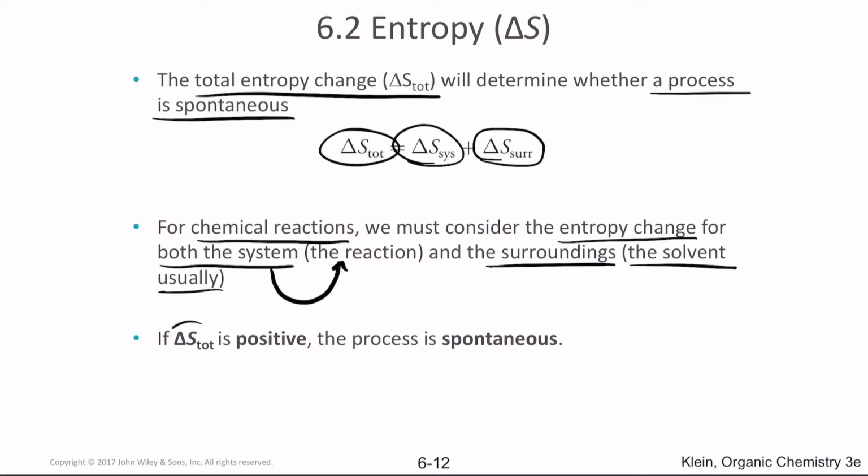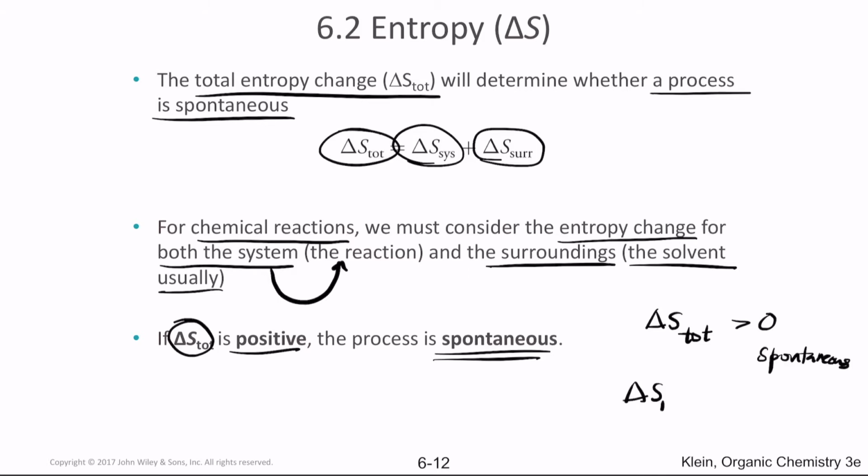Now if the total entropy change delta S total is positive, then this process is called a spontaneous process. So if delta S total is greater than 0, we call that a spontaneous process, and if delta S total is less than 0, we call that a non-spontaneous process.